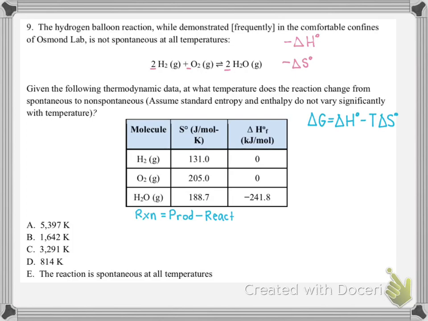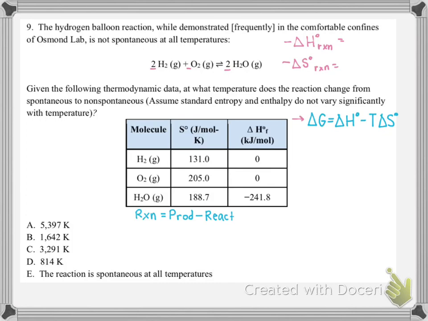And if we look at the data that they've given us, we have the individual values for each molecule's entropy and enthalpy. And we're going to figure out what these values that we've predicted up here are by doing products minus reactants with the data in the table. And then once we have those values, we can use our favorite go-to thermodynamics equation to address the actual question in the problem.